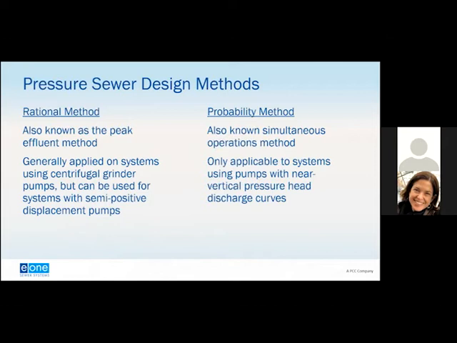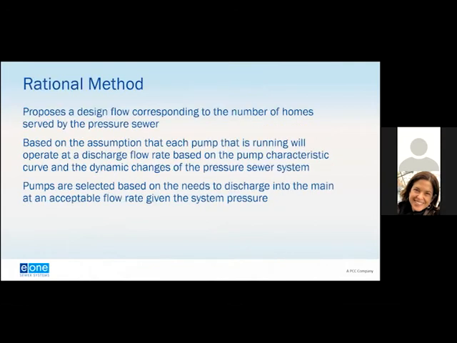Then we have the probability method. This method is also known as a simultaneous operations method. And this method only applies to systems using pumps with a near vertical pressure head discharge curve. And that is because you want to know exactly or have a good idea on what that discharge is going to be with the probability method. So just kind of quickly go over these.